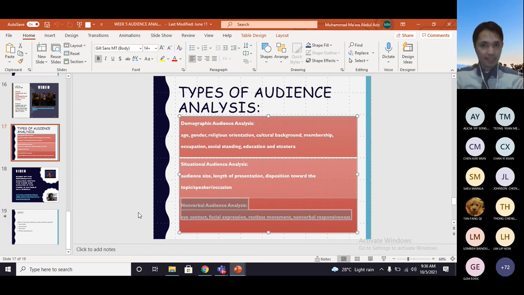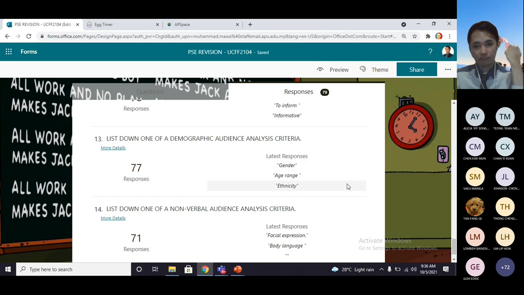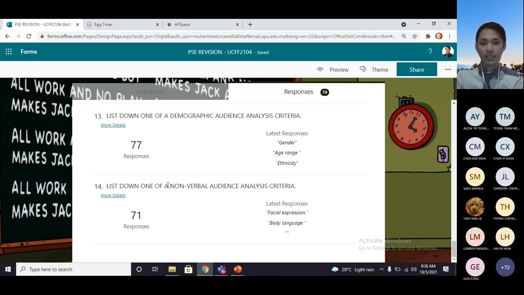The last one is nonverbal audience analysis. When you're giving your speech, what is your body gesture and how is your audience reacting to your speech through their body gestures? The eye contact, facial expression, movement, and then any other nonverbal responses, like maybe if they're blinking too much, that means something. Maybe if they are yawning, that means something. So the only audience analysis types that you have to remember are these three. So for demographic, it's basically age, gender, ethnicity, and our sexual orientation, occupation, all of these fall under demographic. Nonverbal is, okay, some of you got this correct, facial expression and body language, anything that relates with our gestures and expressions that does not rely on the use of exact words.